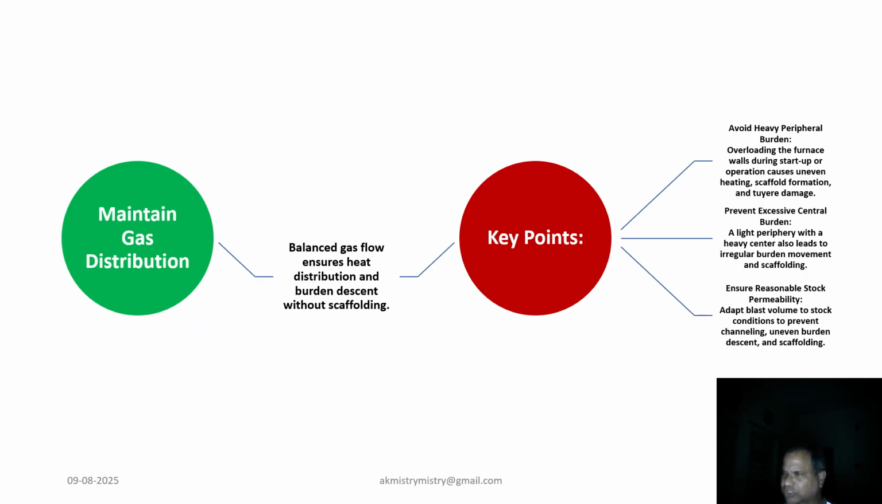It's essential to ensure reasonable stock permeability. This means adapting the blast volume to the stock condition to prevent channeling, uneven burden descent, and scaffolding. Maintaining proper blast volume and permeability balance is critical for smooth furnace operation. So our recommendations include, when burden strength decreases or fines increase, you must reduce your blast volume to match the stock column permeability. Crucially, avoid overblowing in pursuit of higher output. This practice causes scaffolding and long-term inefficiency.